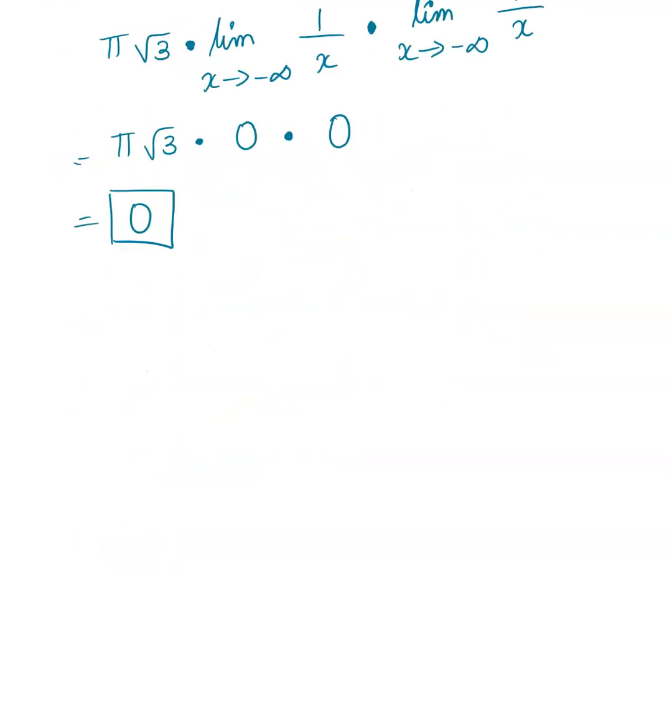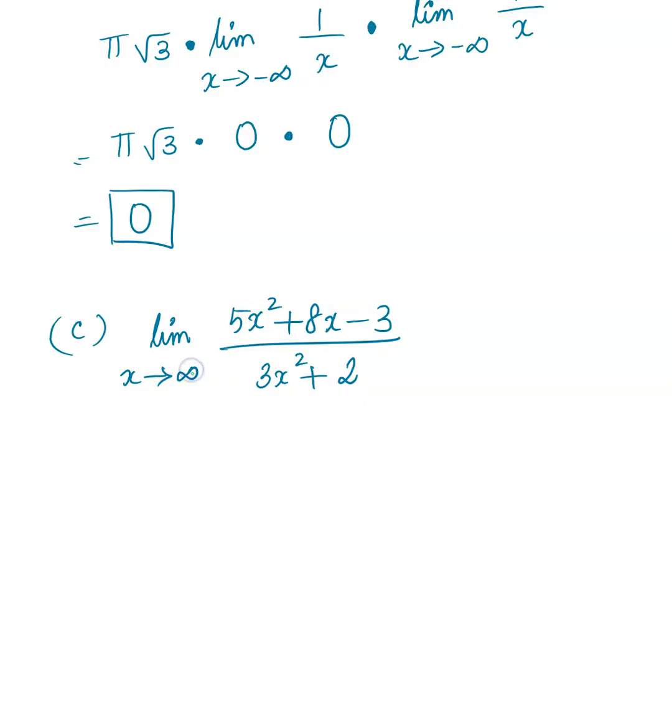Now if we look at part C, we're asked to find the limit of 5x squared plus 8x minus 3 all over 3x squared plus 2 as x approaches infinity. If you applied infinity everywhere, you can clearly see that x is not in the denominator, it's actually in the numerator. If you plugged it in, you're going to get infinity for the numerator and infinity for the denominator. It leads us to infinity over infinity. That is not desirable, right?